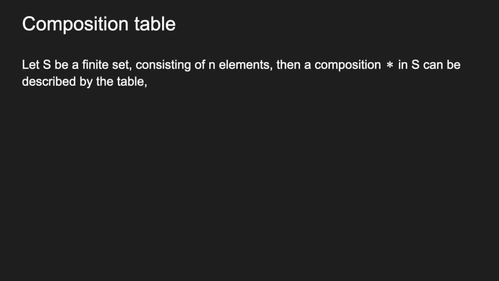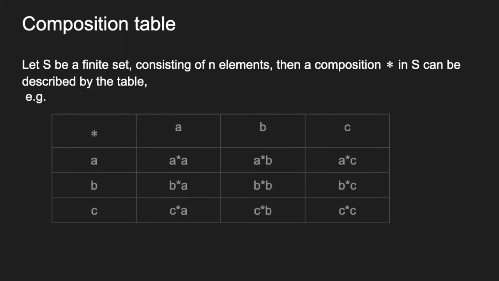Next one, that is composition table. Let S be a finite set consisting of n elements. Then a composition star in S can be described by a table. For example, here star is the operator and we have three elements A, B, C. So we can draw a table like this. Here in this entry, first row and first column is A star A, and first row and second column is A star B, and similarly we can put all the entries.